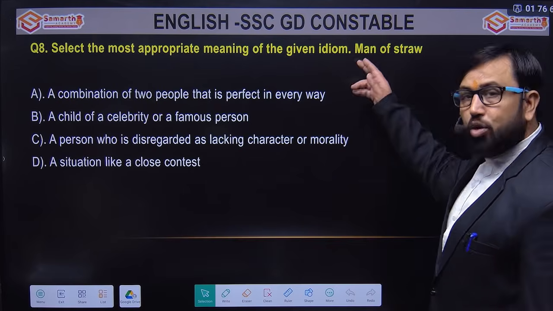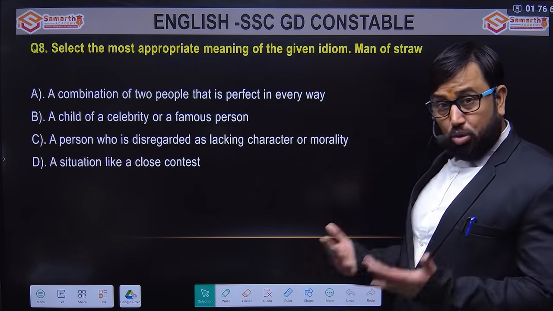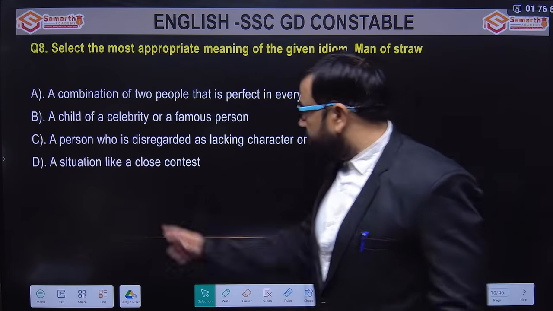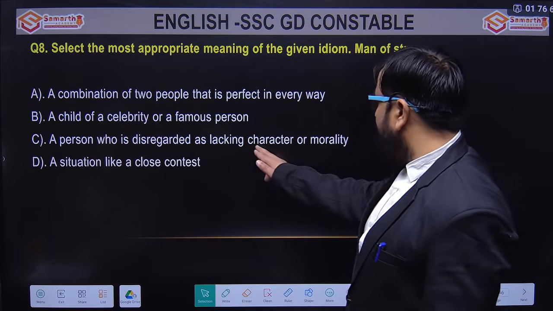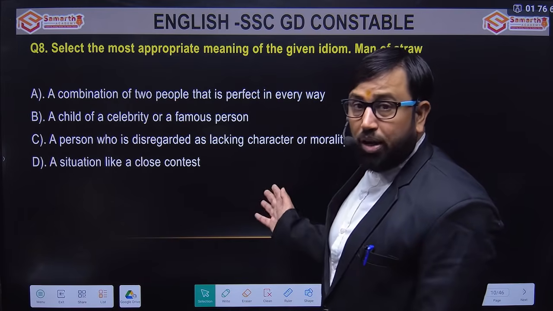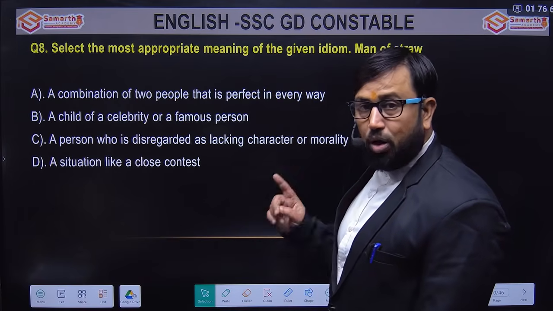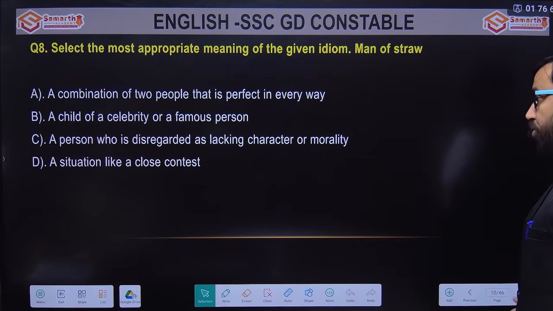No. Man of straw, as I told you, somebody who has no principle in his life. Okay? A person of a loose character. So C option is perfectly matching here. A person who is disregarded as lacking character or morality. कि जिस बंदे दा character या morality ना ठीक होवे, we call that person he is a man of straw, right? So C would be the right answer.